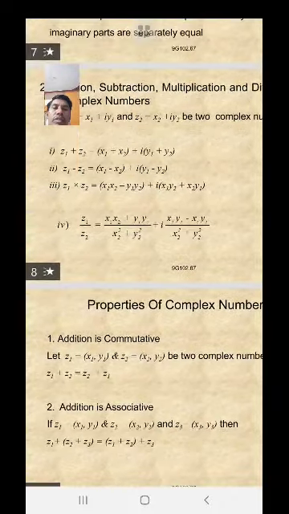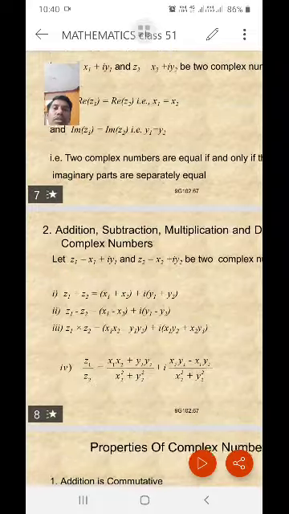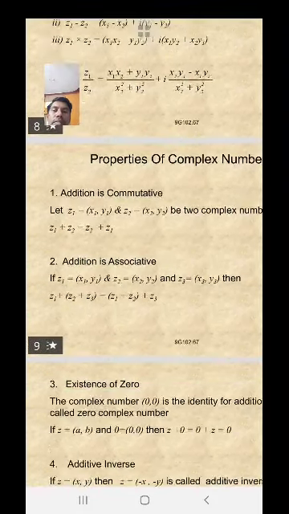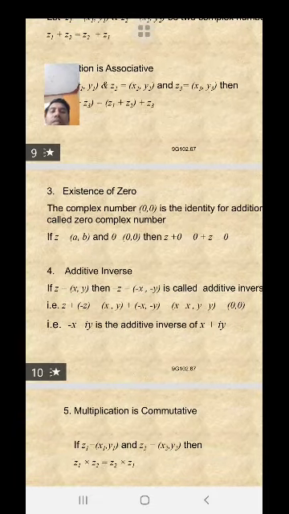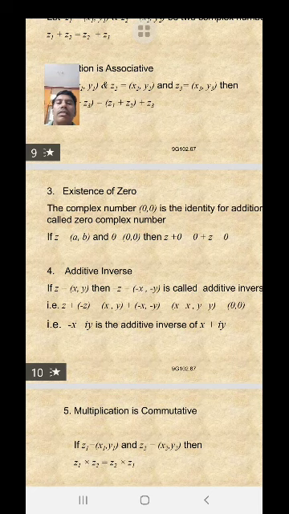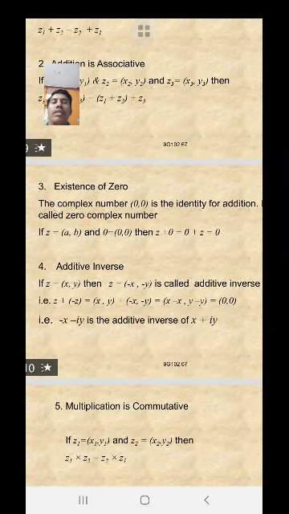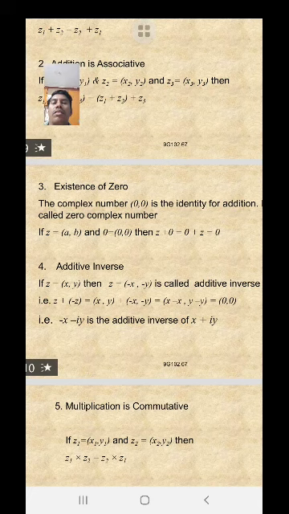Addition is commutative and associative. Existence of zero. The complex number (0, 0) is the identity for addition. It is called the zero complex number. If z = (a, b) and 0 = (0, 0), then z + 0 = 0 + z = z.